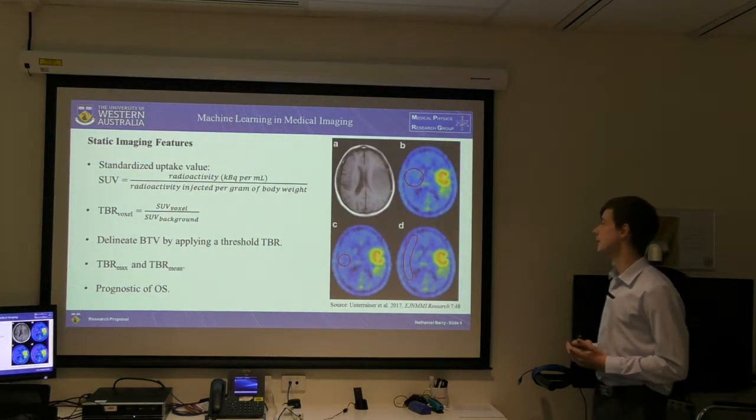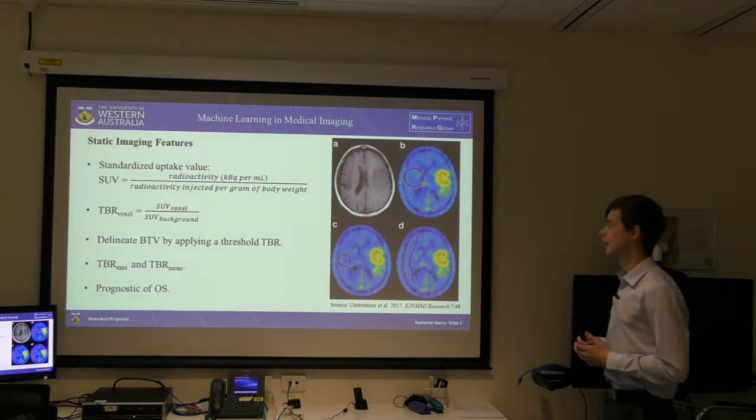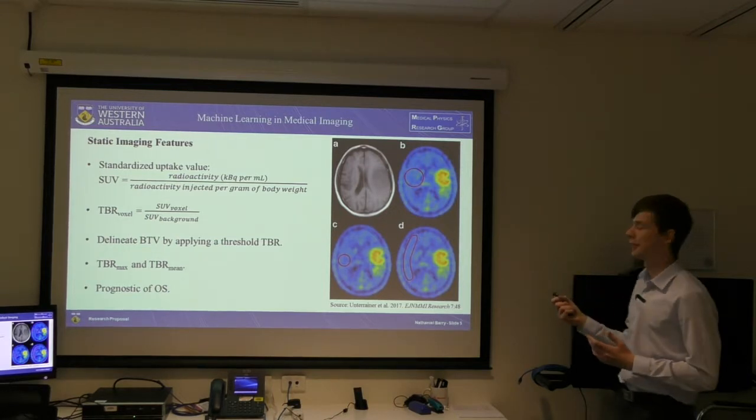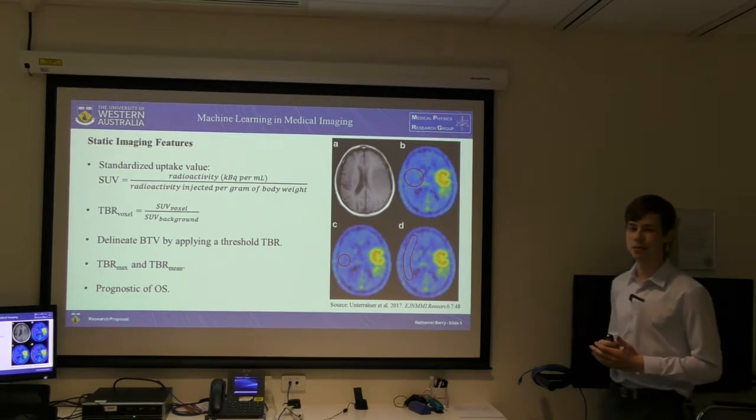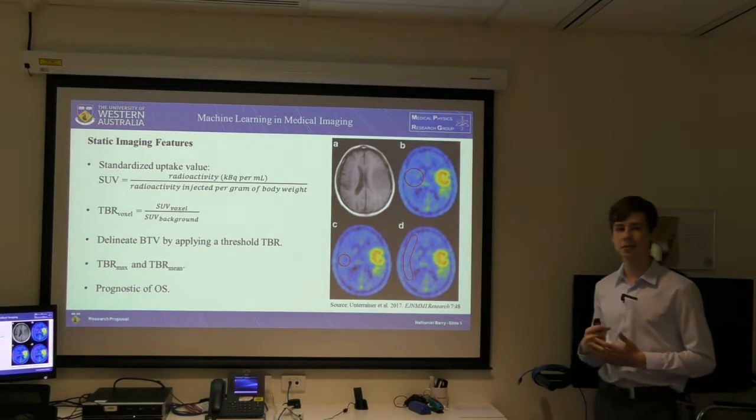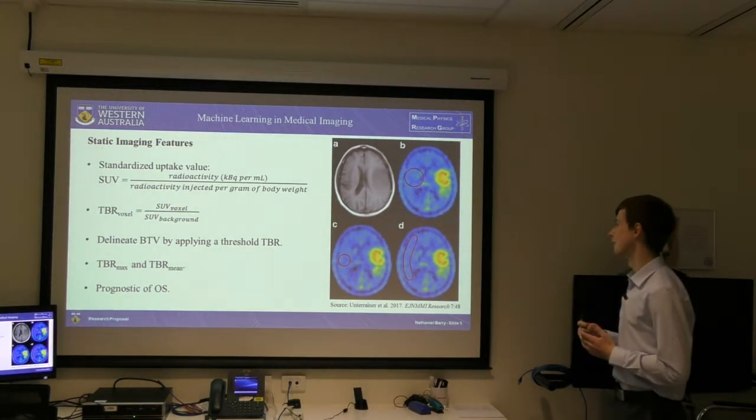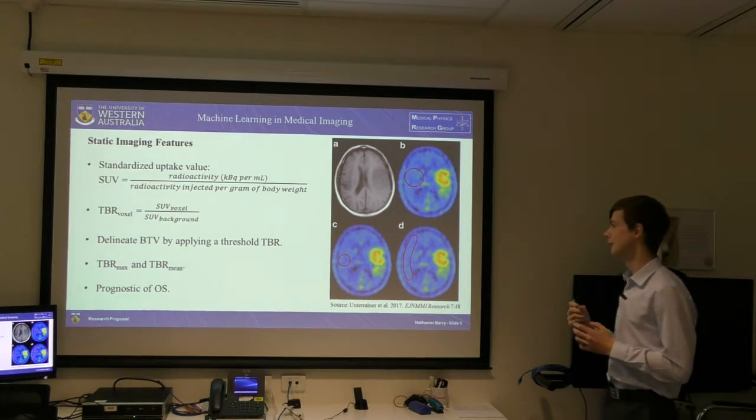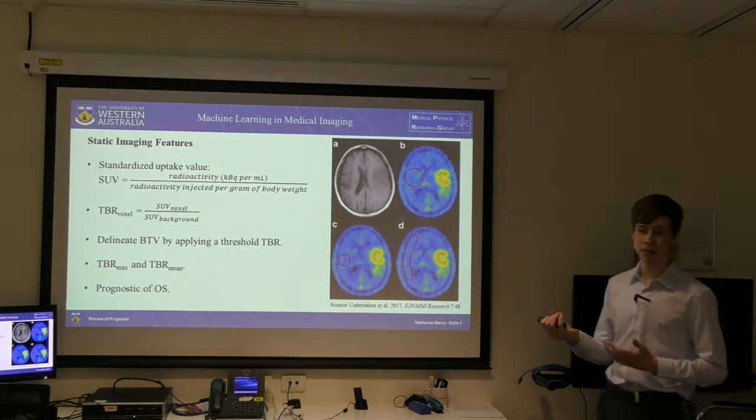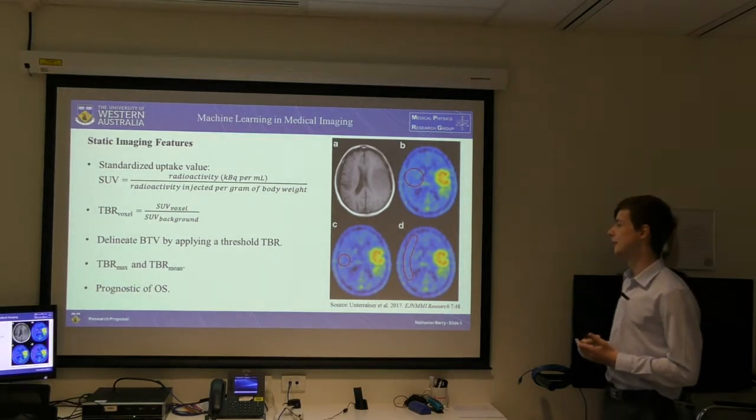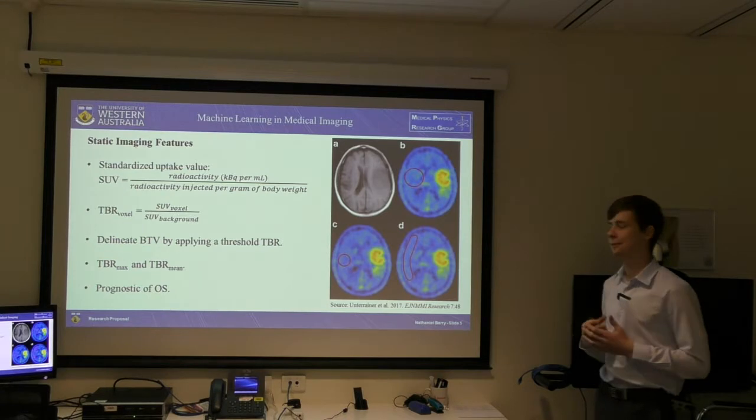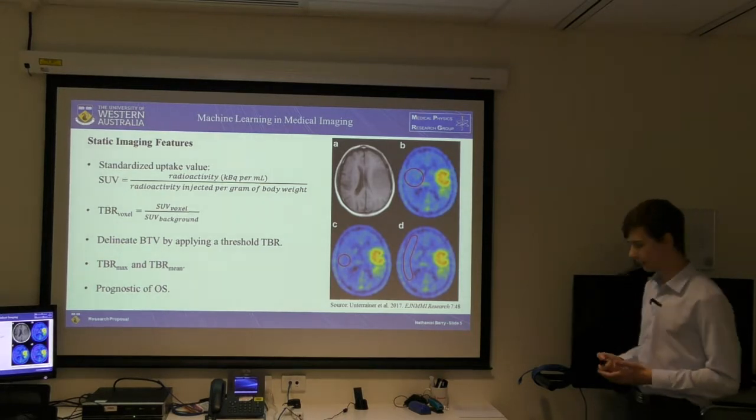This is a look at the static imaging features, usually of the 3D image itself. For each voxel, we have a standardized uptake value, and we can measure standardized uptake values for the background to represent the normal uptake within the brain. We can apply this tumor to background ratio to delineate our biological tumor volume semi-automatically, so that we only get the tumor volume for activity that we believe to be above a certain threshold given the background ratio. From the biological tumor volume, we can also get other imaging features known as the maximum tumor to background ratio and the mean tumor to background ratio. All three of these conventional features have been shown to be prognostic of overall survival.